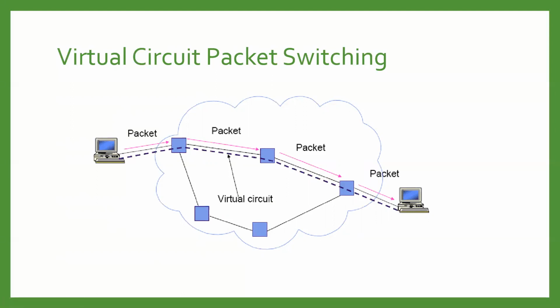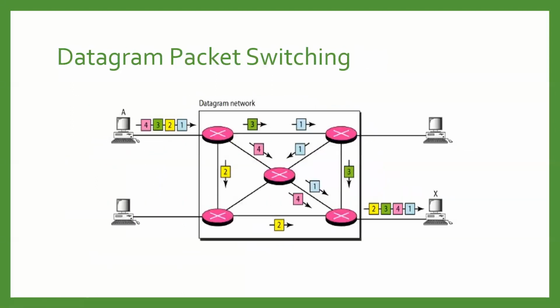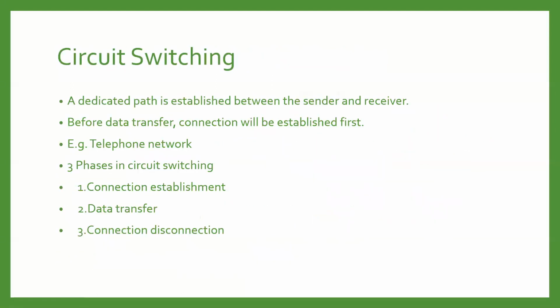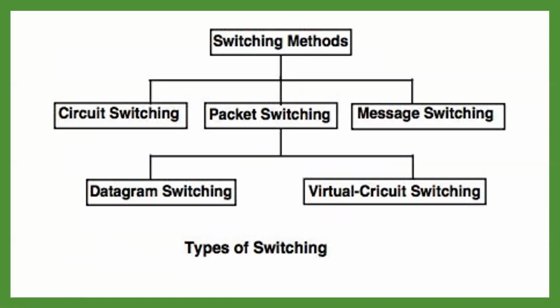I hope you understood all the switching techniques. We will just revise all the types present in the switching method. What is the switching method? By using this method, the best suited path between the sender and the receiver will be decided. If we have a large network with multiple paths between the sender and the receiver, then which path to use will be decided by one of the switching methods. There are three switching methods available: circuit switching, packet switching, and message switching. Packet switching consists of two approaches: datagram switching and virtual circuit switching. Datagram is connectionless and virtual circuit is connection oriented.